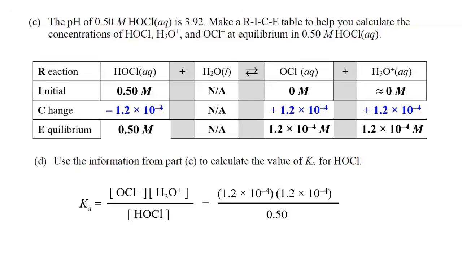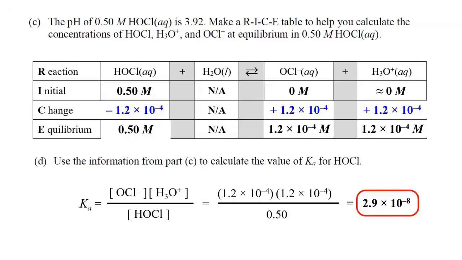So on top, we have 1.2 times 10 to the negative 4 times that same value, 1.2 times 10 to the negative 4. And on the bottom, we have 0.50. So when we do that math and plug those numbers into our calculator, we get the value for Ka for hypochlorous acid. And that works out to be 2.9 times 10 to the negative 8. So that value is the Ka for hypochlorous acid.